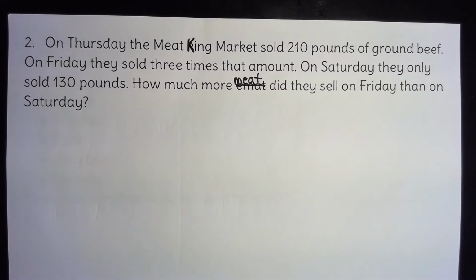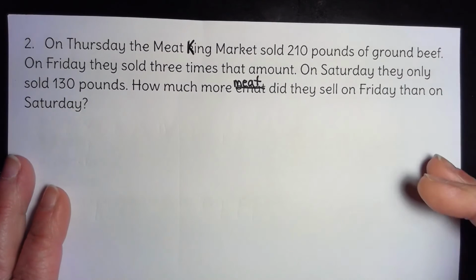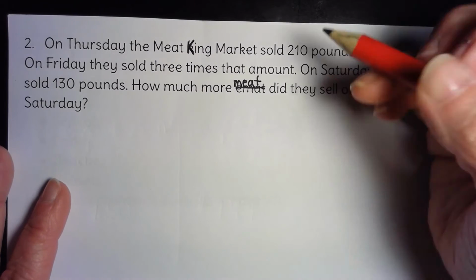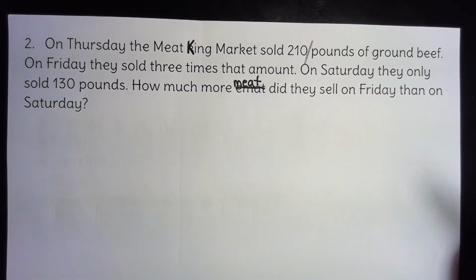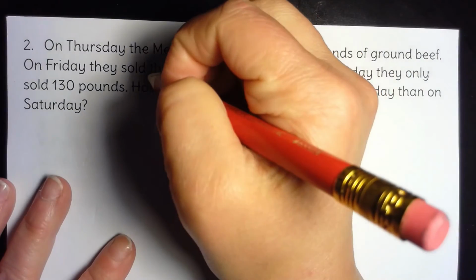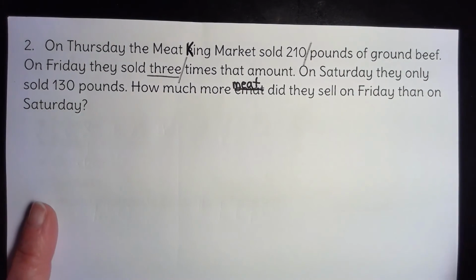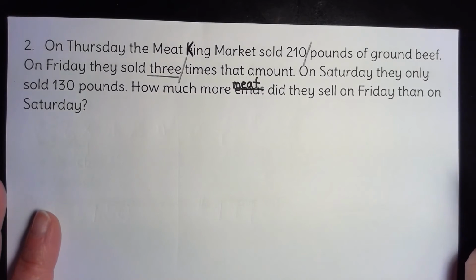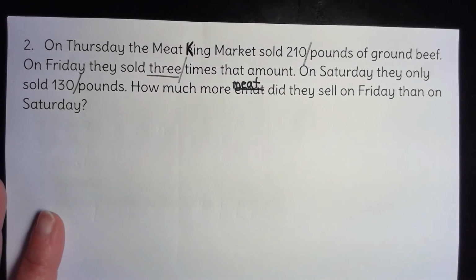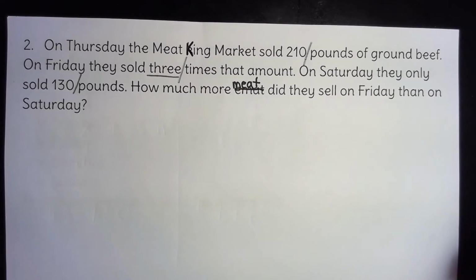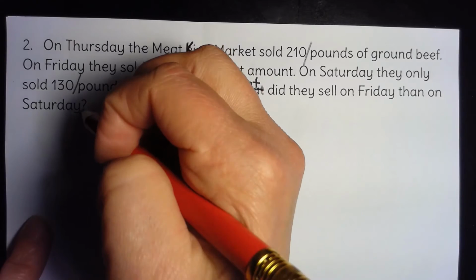I wrote these. Okay. Anyway, on Thursday, the Meat King Market sold 210 pounds of ground beef. On Friday, they sold 3 times that amount. On Saturday, they only sold 130 pounds. How much more meat, or EMAT, as it said before? You were probably like, what's EMAT? How do I even figure out what EMAT is? Well, it turns out it's meat when your teacher is really overtired. How much more meat, or EMAT, did they sell on Friday than on Saturday?